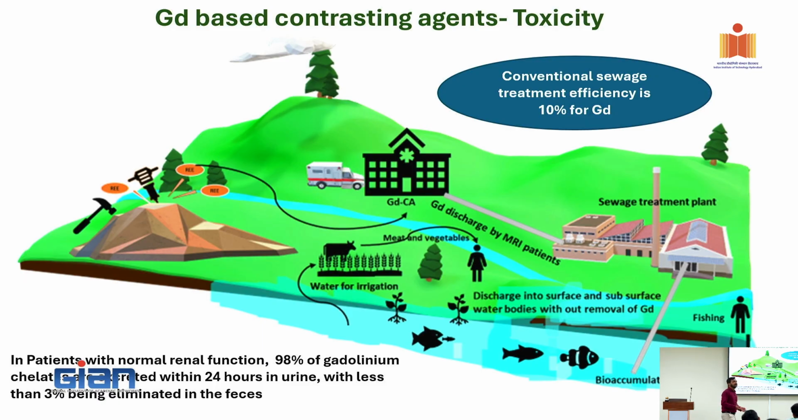So it all starts accumulating in human bodies unknowingly. This is known as the gadolinium anomaly. Unknowingly we are taking gadolinium into the human body because none of the sewage treatment plants has the capacity to remove gadolinium. So 90% remains in the water, or in plants or fishes or other things. For irrigation, again it comes to the human body. So this is the cycle of gadolinium, one of the rare earth elements which is used in MRIs as a contrasting agent.